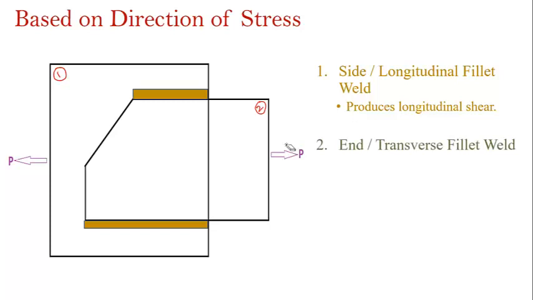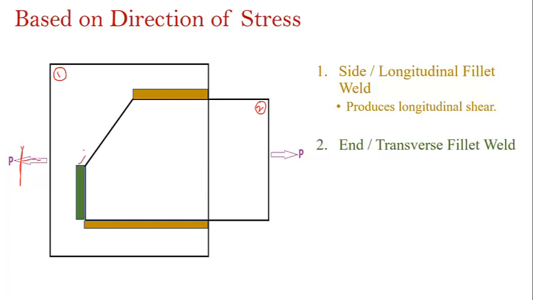The second classification is the end or transverse fillet weld. The end or transverse fillet weld is a weld which is provided perpendicular to the direction of load applied. Here you are applying the load in the x-axis. So if you apply the fillet weld perpendicular to this load, you call such a weld an end or transverse fillet weld. In this connection, the end or transverse fillet weld is provided here, the green one which you are observing.